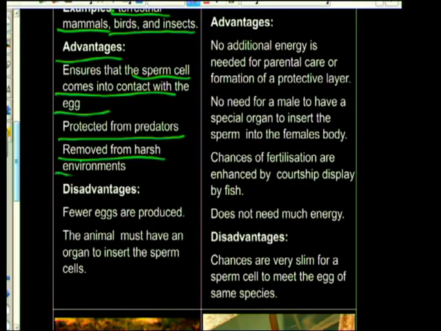Secondly, because it's taking place inside the body, the gametes are protected from predators, and the resultant zygote is protected because it's kept inside the body. And therefore, it's also removed from harsh environments, cold, snow, drought, etc., flooding. All these things will not affect this organism because the diploid embryo is inside the mother's body.